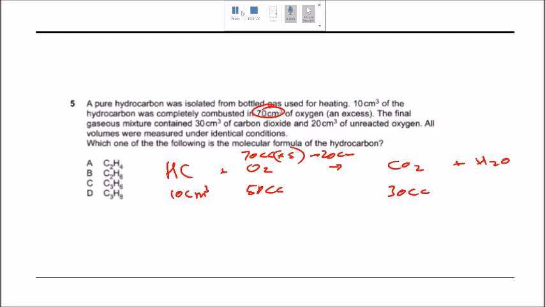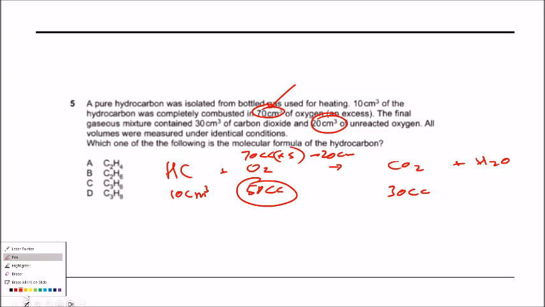Okay, so all I've done here is just take out from the question all the information that it's given us. It's told us we had 10 cc's of the hydrocarbon reacted with 70 cc's of the oxygen, which was in excess, and then it tells us there's 20 cc's of unreacted oxygen at the end. That means that 50 cc's of oxygen have been reacted during the actual reaction. So I can start putting in some ratios here.